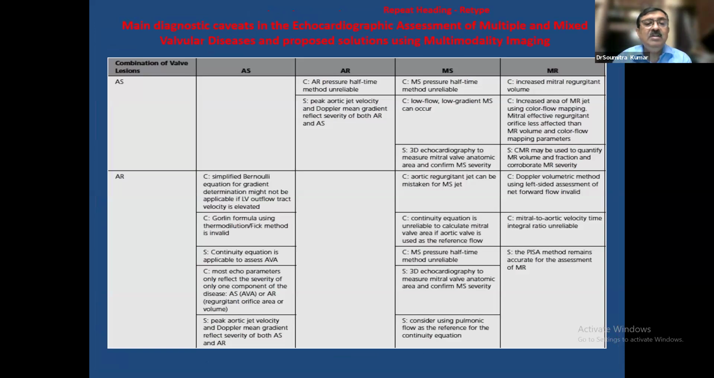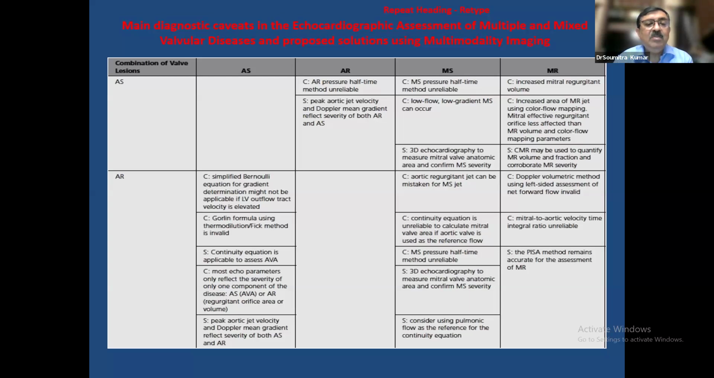It's again a long topic, so I will only highlight the important things. We don't rely on pressure half-time methods in the presence of AS, for both AR and MS. For MR, we will have a look at the PISA method, and at CMR and other methods. For MS, as I said, 3D planimetric assessment is more appropriate. For AR, we can look at the vena contracta, look at the reversal of flow in the descending aorta, and we can do a PISA if it is acceptable.